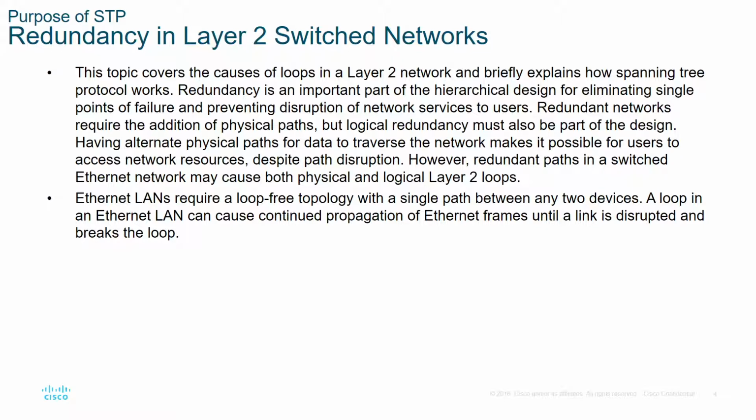the design. Having alternate physical paths for data to traverse the network makes it possible for users to access network resources despite path disruption. However, redundant paths in a switched Ethernet network may cause both physical and logical layer 2 loops. Ethernet LANs require a loop-free topology with a single path between any two devices. A loop in an Ethernet LAN can cause continued propagation of Ethernet frames until a link is disrupted and breaks the loop. So, in a nutshell, this describes what Spanning Tree Protocol is there for.